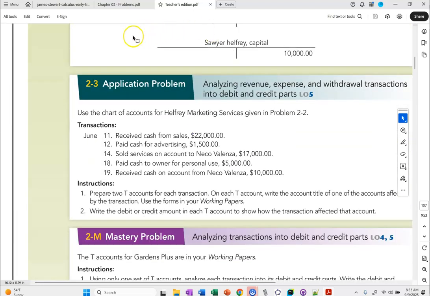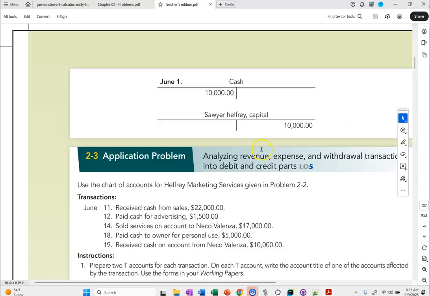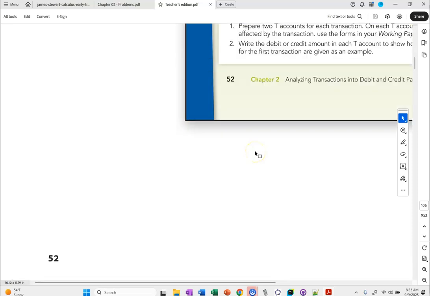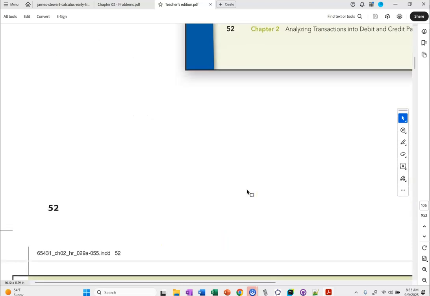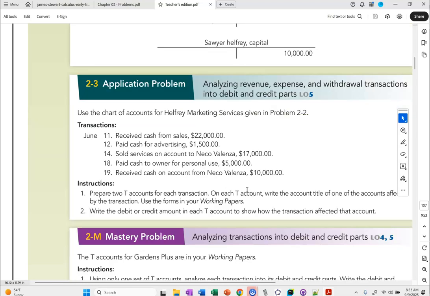Mr. Kulik, would advertising be a utility expense? I would not call it a utility. So it would just be a business expense. Right, advertising expense is one of the options, though. Oh, it is. We're looking at the next problem already.